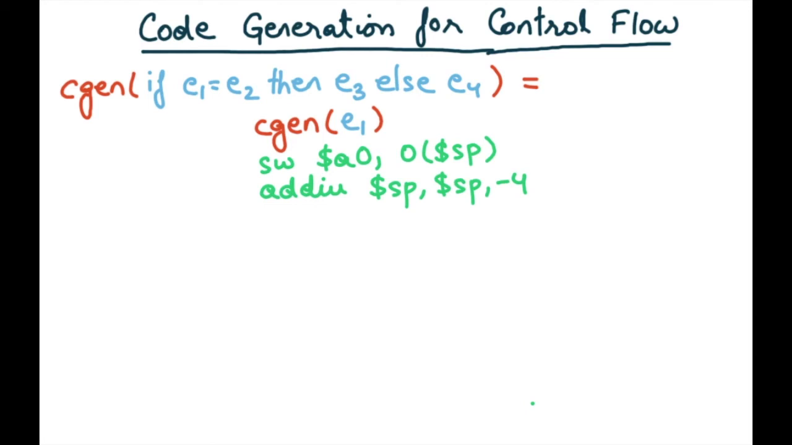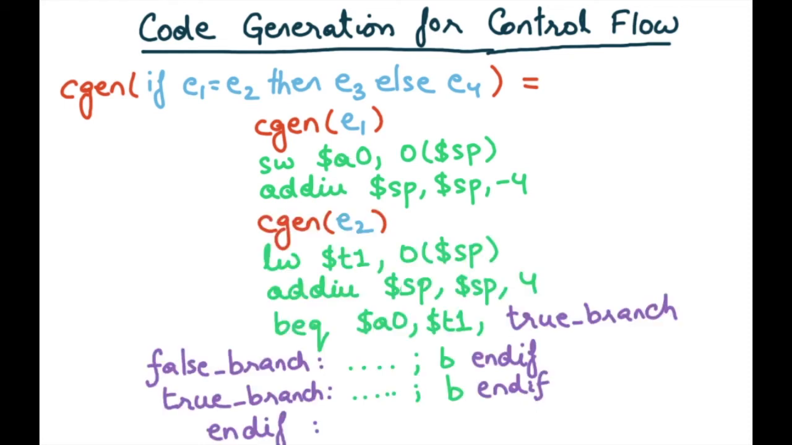So I say cgen E1. And then the next thing I want to do is perhaps cgen E2. But before I can do that, I want to save the result of E1 because I don't want it to get clobbered. So I just push it on the stack using these two instructions. And then I do cgen E2.